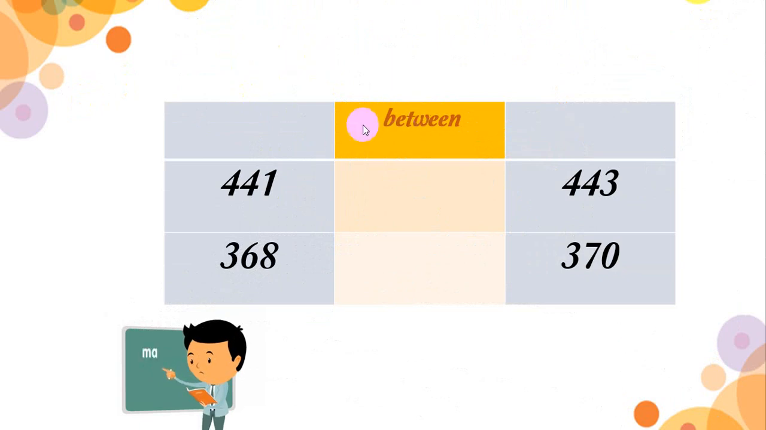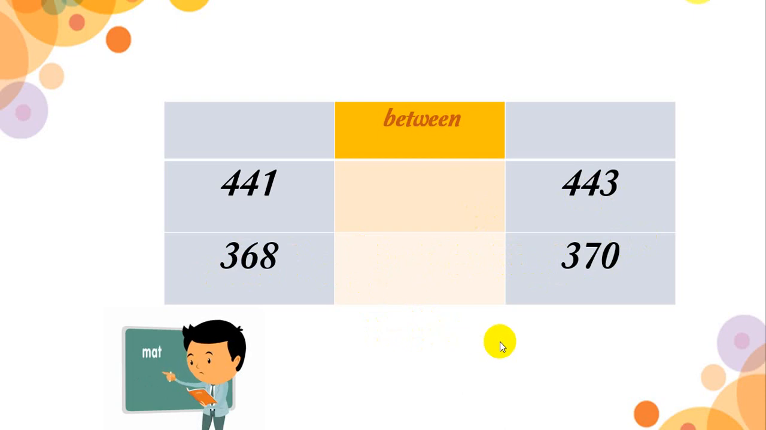Now, in this activity, we have some given numbers and we should write what comes between these given numbers. What comes between these two given numbers? 441, 443. What comes between 441 and 443? 368, 370. What comes between these two numbers?